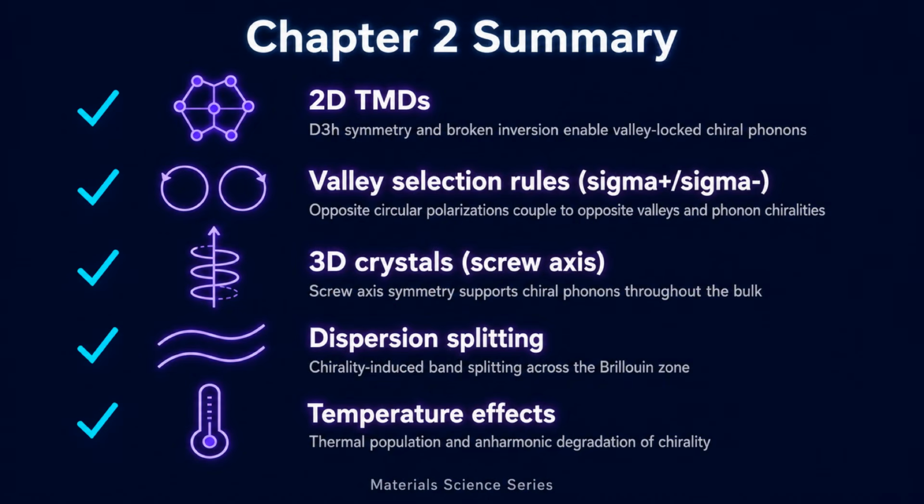Let's summarize Chapter 2. In 2D TMDs, D3h symmetry and broken inversion enable valley-locked chiral phonons. Valley selection rules couple sigma plus and sigma minus light to opposite valleys and phonon chiralities. 3D chiral crystals with screw axis symmetry support chiral phonons throughout the bulk. Phonon dispersion shows chirality-induced band splitting. Temperature effects include thermal population and anharmonic degradation of chirality.